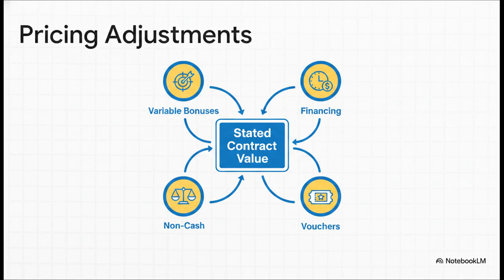Second, financing components. If a client is paying you $1 million over 3 years, the time value of money dictates that a chunk of that is actually interest income, not sales revenue. Your sales revenue is only the present value of that money today. Third is non-cash consideration, which we'll look at in a second. And fourth is reverse consideration, which basically means if you issue a special discount voucher to a specific client to use on their next purchase, that future discount has to be deducted from your transaction price right now.